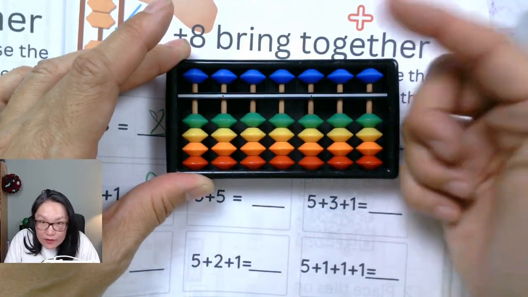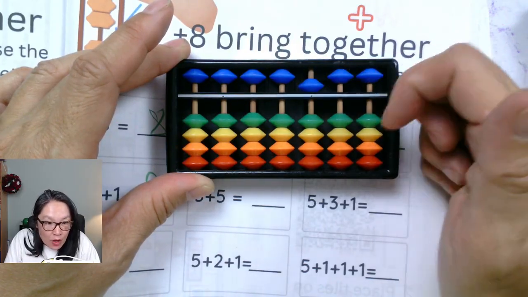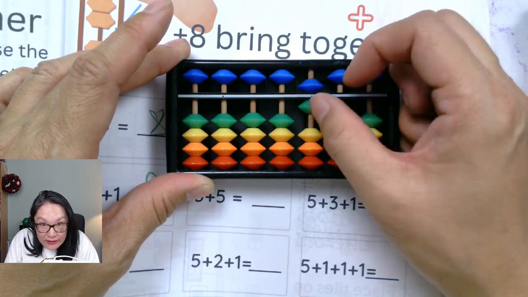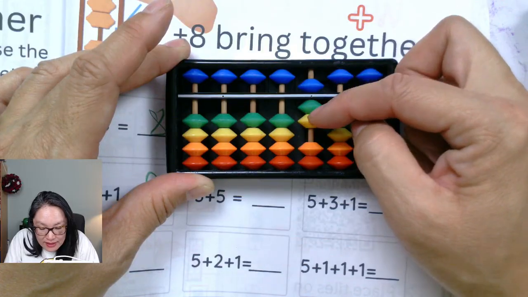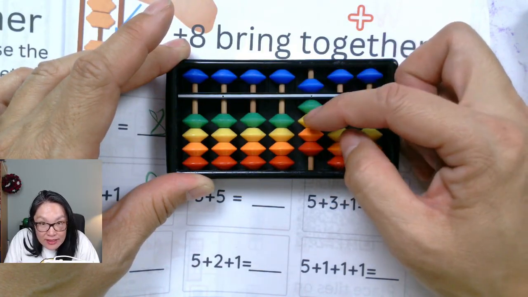What's after four is five. We know what five is. Five will always be the top bead. So we have five and then six, then seven, then eight, and then nine. 5, 6, 7, 8, 9.